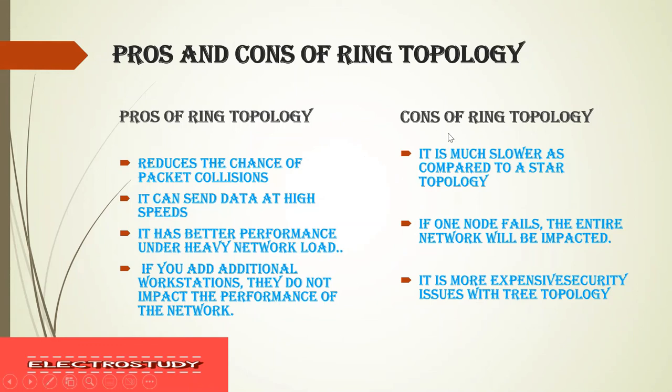The disadvantages of ring topology are that, when compared to star topology or mesh topology, it is a bit slower, because it passes through different nodes to reach the destination. And if one node fails, the entire network fails. That is a big disadvantage we face in ring topology. Also, the cost of setting up a ring topology is a little higher. It is expensive. Security issues also have a big negative impact when designing a ring topology.